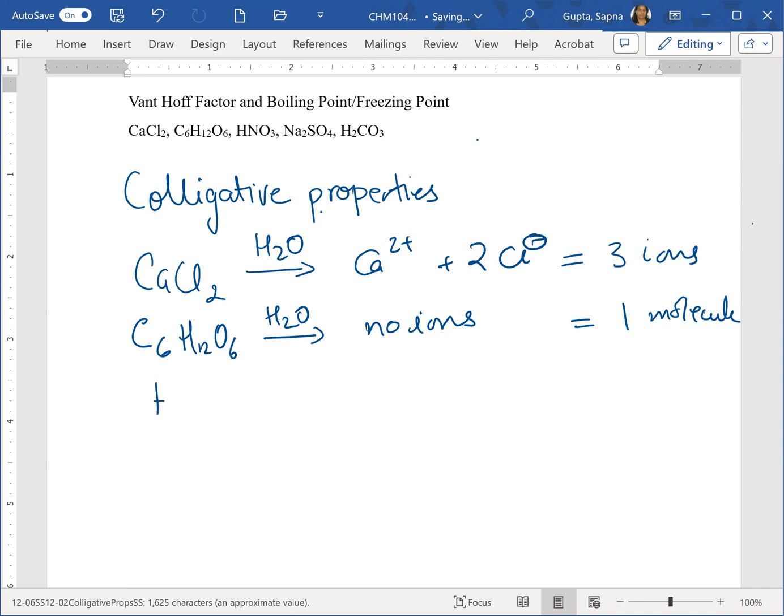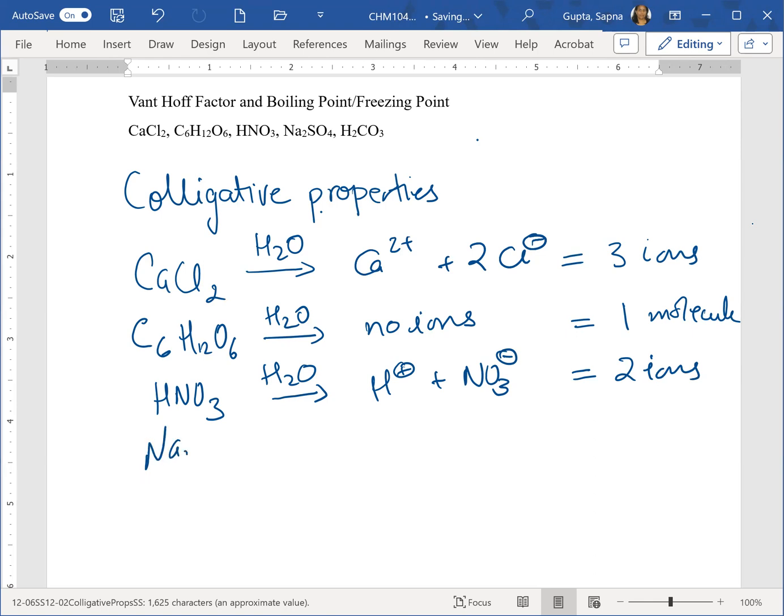Now for HNO3, HNO3 is a strong acid. Actually, HNO3 exists as an acid only in water. So in water, you're going to have an H plus ion and a nitrate ion, which means this is a total of, yes, you guessed right, 2 ions. You do that for all of these compounds. Sodium sulfate is also an ionic compound, so 2 sodium ions and 1 sulfate ion, and so you have 3 ions here.